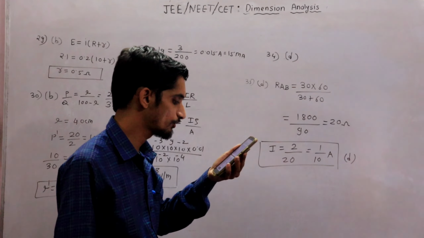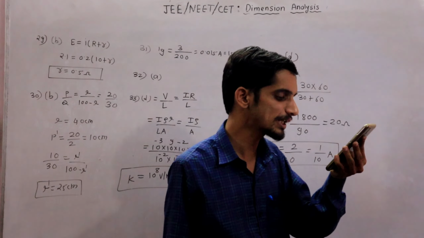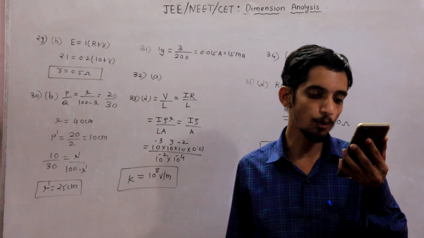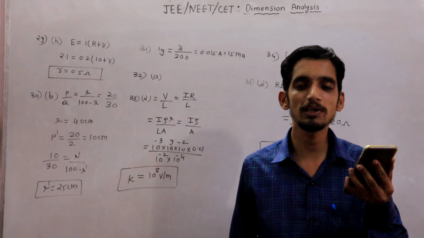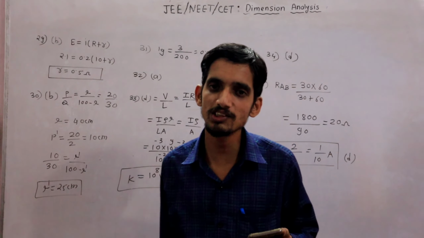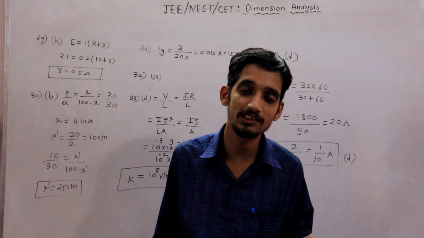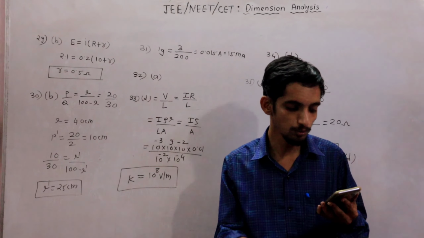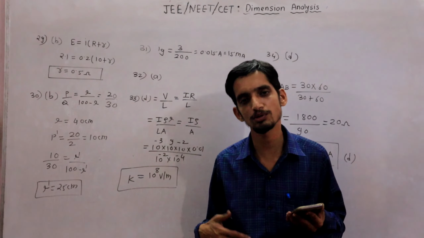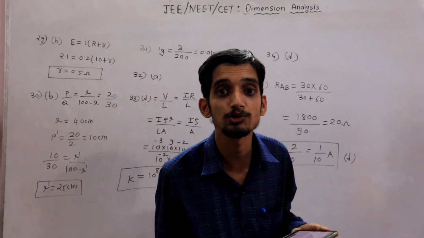Now question number 34. Two wires of same material have length L and 2L and cross sectional area A and 4A, the ratio of their specific resistance. Now listen, specific resistance means resistivity. Resistivity is not dependent on length and area, it is dependent on material. Now two wires of same material, so definitely their specific resistances are also same. It means answer is 1:1.